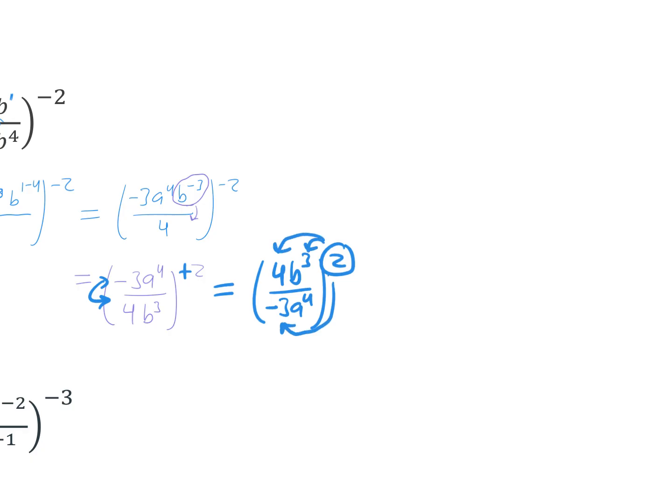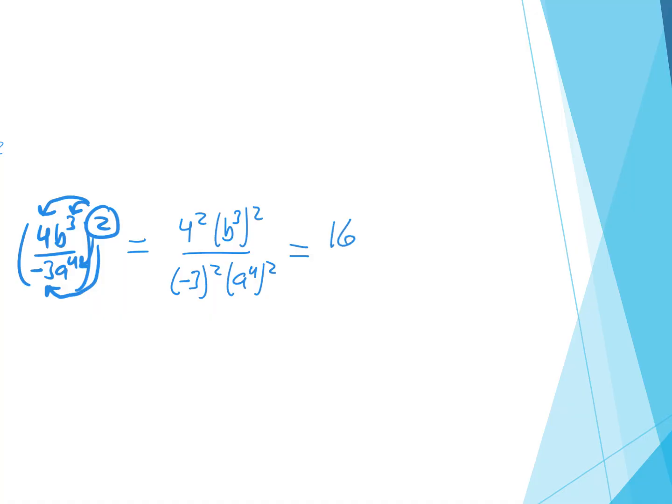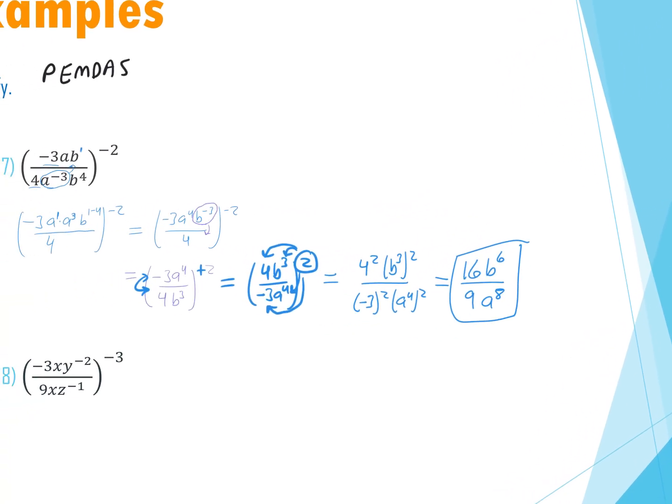All right, I like to do that because I don't like distributing the negative exponent and then having to simplify more of it. I would rather just simplify all of your negative exponents right away. So I get 4 to the second, b to the third to the second, over negative 3 to the second, a to the fourth to the second. And 4 to the second is 16. Power to a power you multiply, I get b to the 6. Negative 3 squared is 9. Power to a power you multiply, I get a to the 8th. And that is fully simplified. There's nothing else we can do to that. All right, so again, always take it one step at a time.